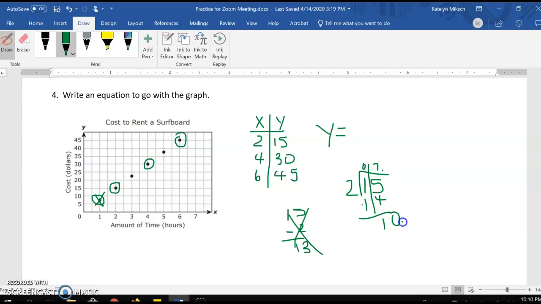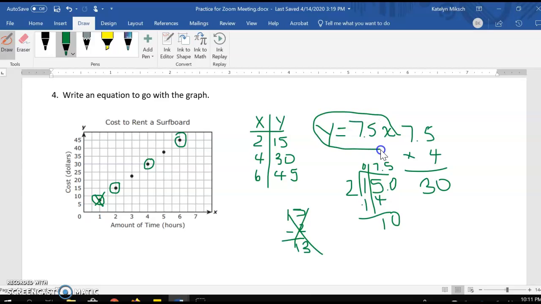So I'm going to add a decimal point so I can add a 0. 2 will go into 10 twice. So it's going to be 7.5. And then again, I would want to check that. Check for your next set of data. 7.5 times 4 should give you 30 if that's what it is, and it does. So we are multiplying by 7.5. Your equation would be y equals 7.5x.